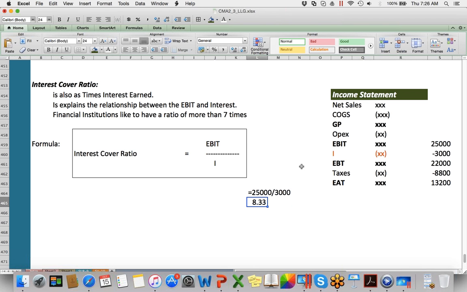So 7 times or more than that. But these days, because of lots of requirements, it should be around 15 times. 15 times is better, so that the business can grow faster. So always you will see the ratio between EBIT and I in the interest cover ratio.